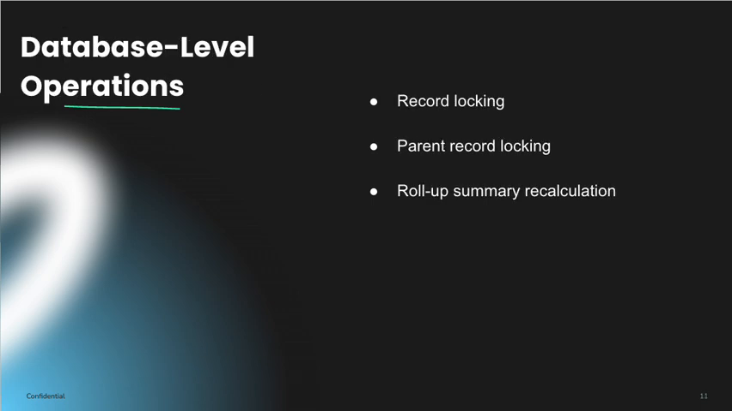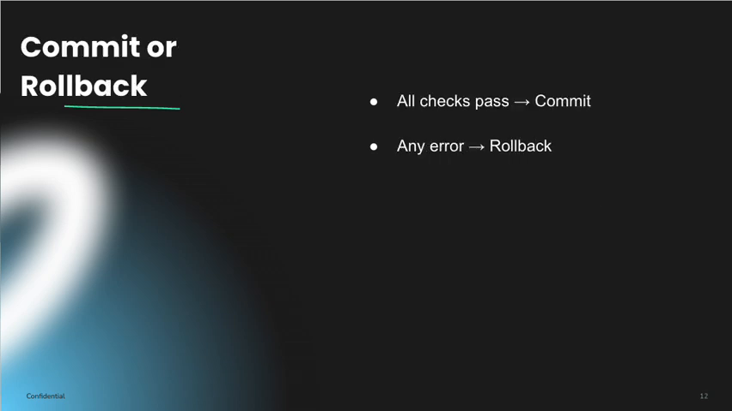Now, let's talk about what happens at the database level. This is where performance issues show up. Salesforce locks records to prevent conflicts and recalculates roll-up summaries. After all of this, Salesforce decides whether to commit or roll back. If even one error occurs, Salesforce rolls back everything. That's why a single failing trigger can undo an entire save.